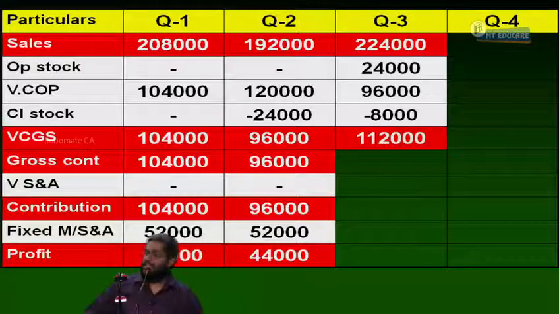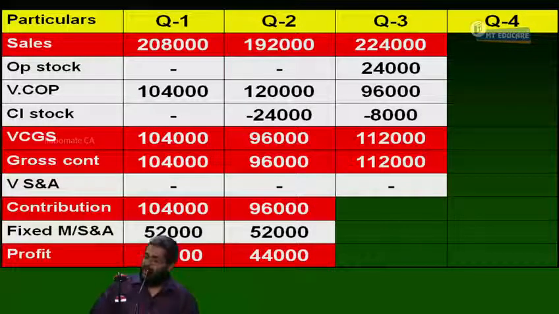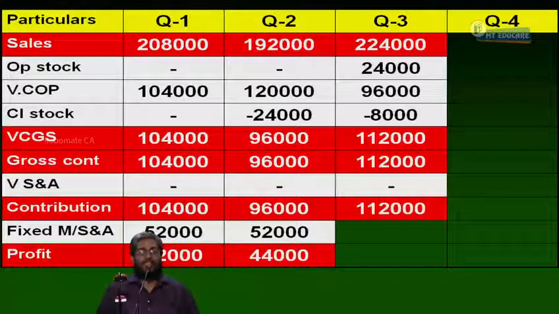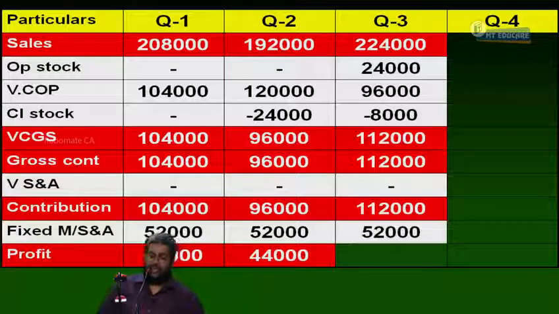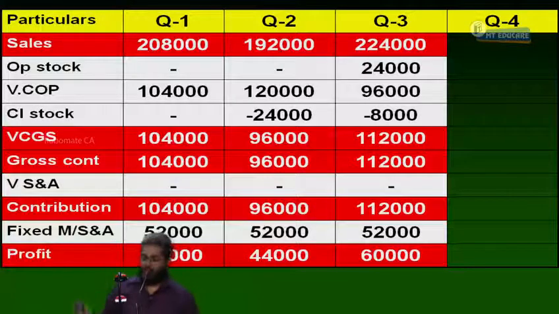The gross contribution is sales minus variable cost of goods sold, which gives you 1,12,000. Is there any variable administration expense? Nil. What is the contribution amount? 1,12,000. Will the fixed cost change or not? It will not change, it remains the same 52,000. What is the profit? 60,000. Quarter 3 profit under the marginal costing system is 60,000. Respond yes or no.